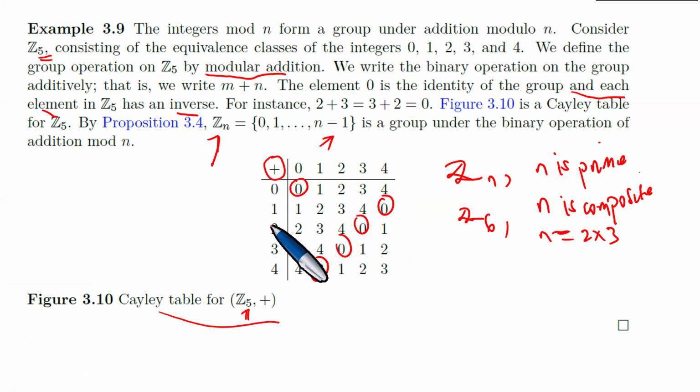What does this mean? This means that the additive inverse of 0 is 0. The additive inverse of 1 is 4, because 1 plus 4 is 0. The additive inverse of 2 is 3, because 2 plus 3 is 3 plus 2, which is 0. The additive inverse of 3 is 2, since 3 plus 2 is 0. The additive inverse of 4 is 1, since 4 plus 1 is 0. So this is the Cayley table for Z5 plus. We continue.